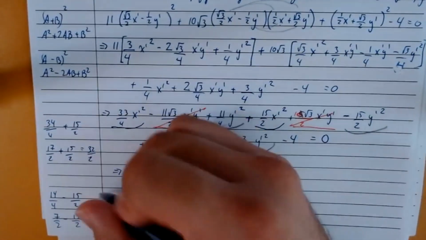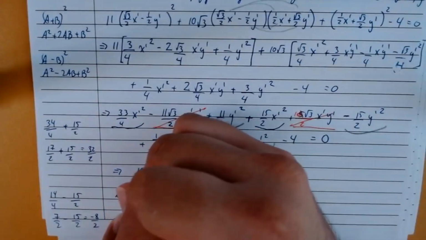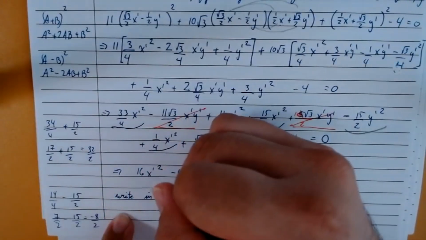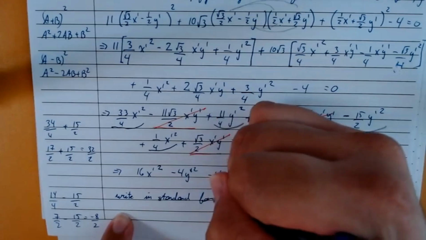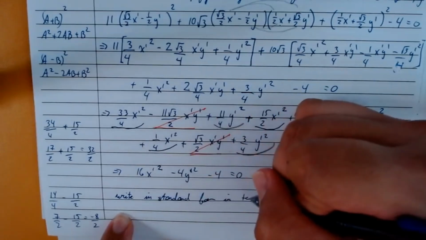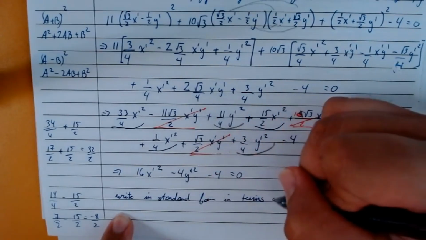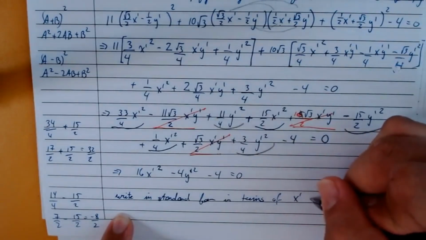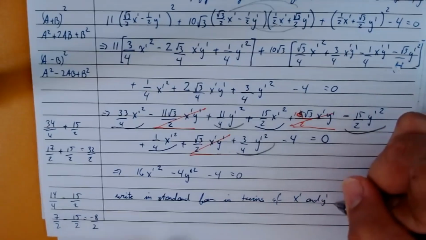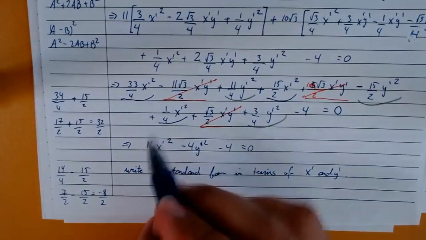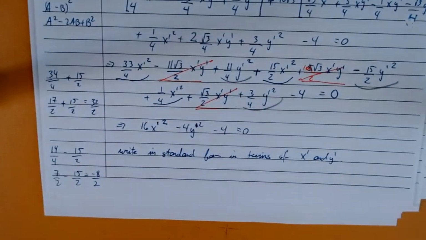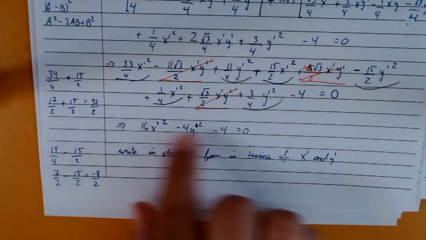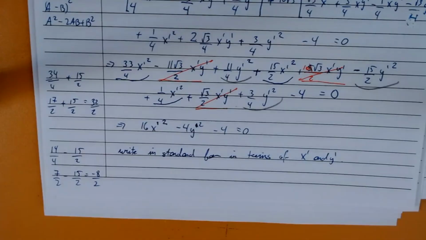This is a very short one. Write in standard form in terms of x prime and y prime. So take this and write it in the standard form. Make note of what kind of conic it is. That should be a fairly short one. Go ahead and pause the video, and once you have this written in the standard form, go ahead and unpause and we'll go through that together.